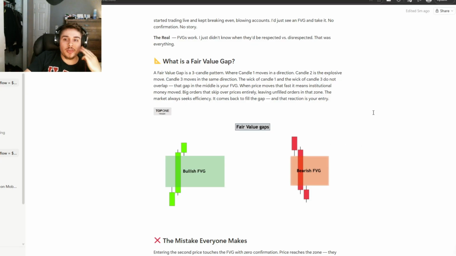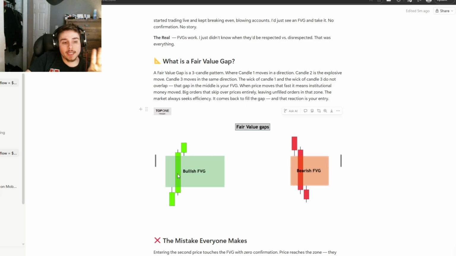It's pretty much a 3-candle pattern, okay? So it's one candle that's moving in a direction. It could be this candle right here. And then another candle that moves in the same direction with a big body. The body is like this, this whole thing. It's not the wicks, it's the body, right?